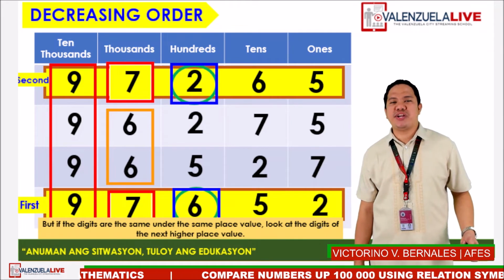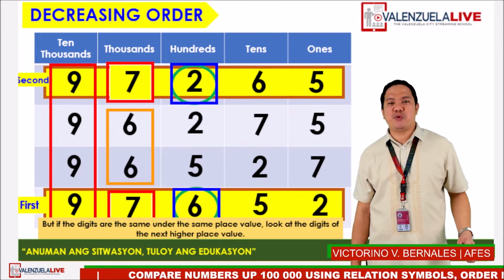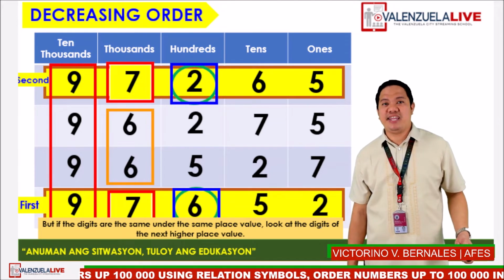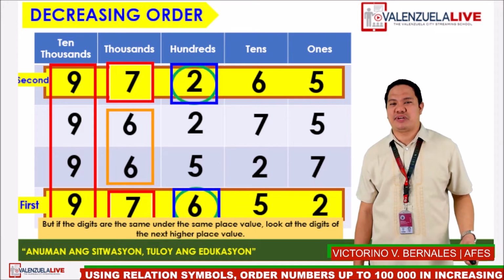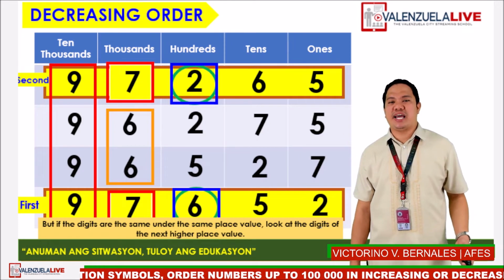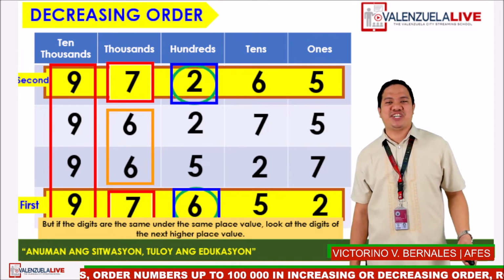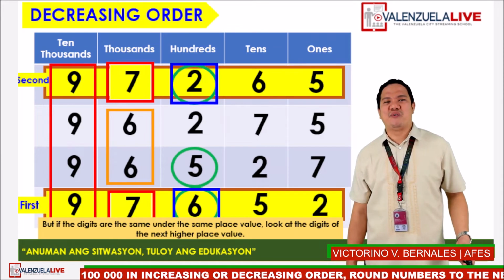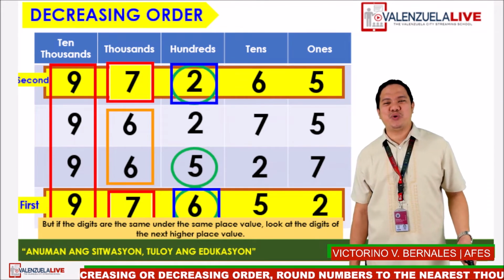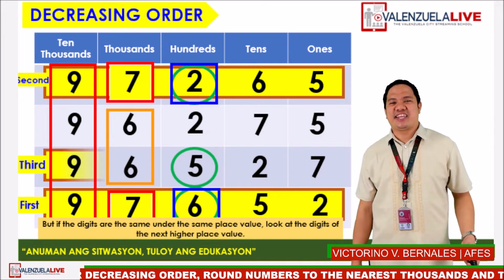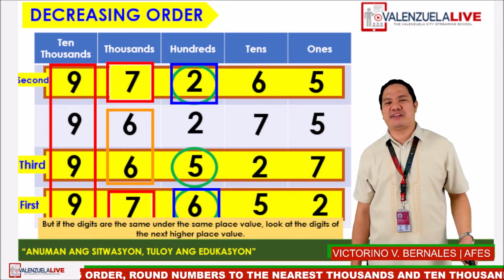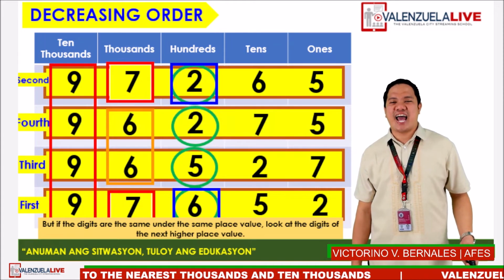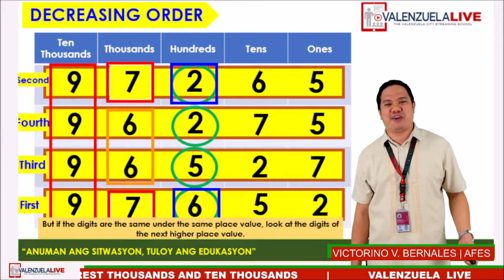How about our third and fourth numbers? For our third and fourth numbers, we just have to compare 96,275 and 96,527. Again, looking at the digits in the hundreds place, which digit is greater, 2 or 5? Right! 5 is greater than 2. Therefore, 96,527 comes third in our arrangement. And our fourth and last number is 96,275.